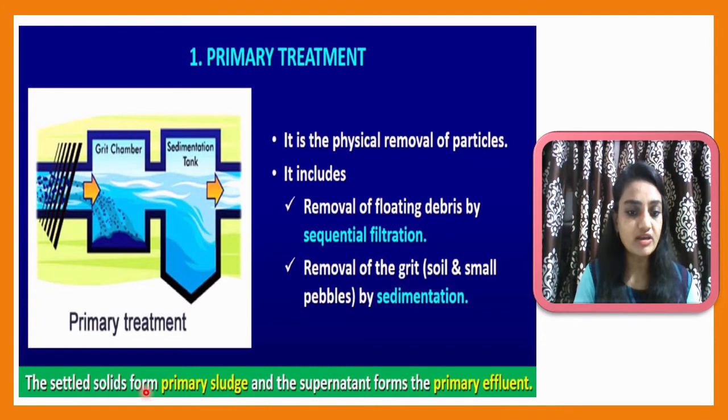The settled solids form a sludge, and that is called the primary sludge. The sediments which are settled down at the bottom are considered the primary sludge. And the supernatant, which you can see here, is totally liquid, and it is called the primary effluent. So by using primary treatment, the sewage can be separated into two fragments: one is solid, called the primary sludge, and the second is liquid, called the primary effluent.